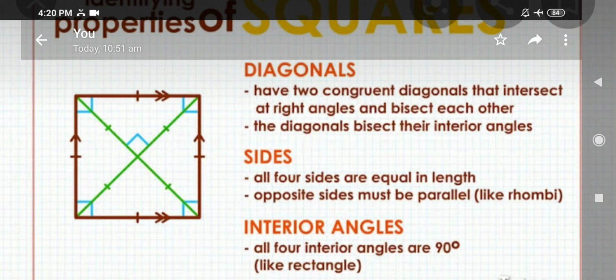Then about their angles, all the angles of a square are right angles, that is, they measure 90 degrees. All the angles of a square are 90 degrees each.